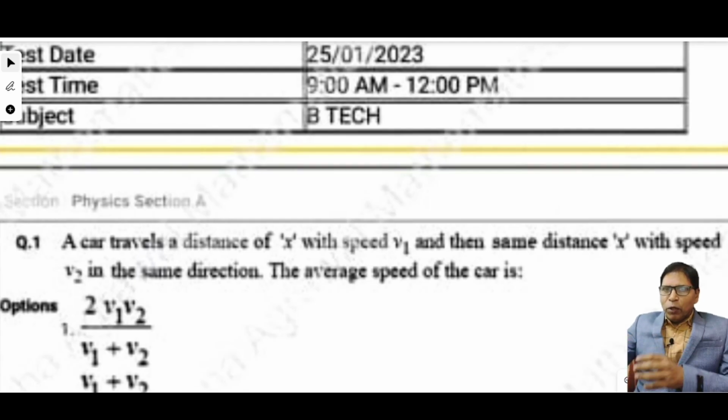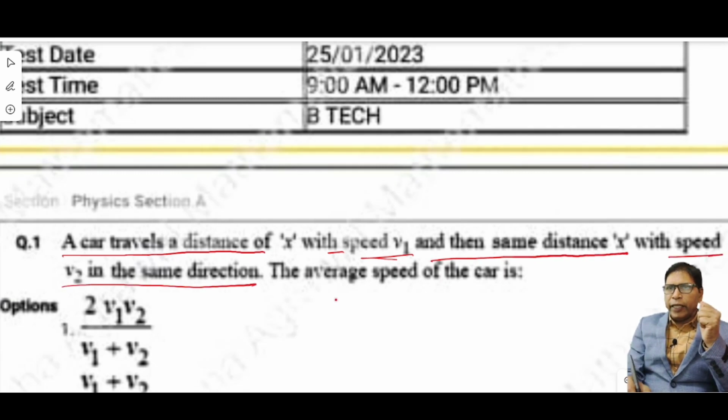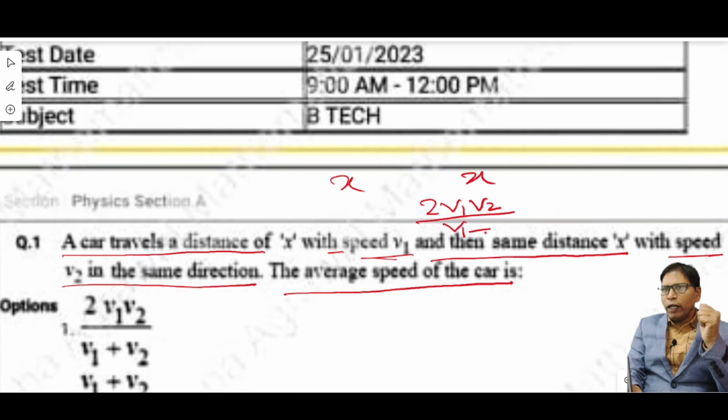First of all, question number one. A car travels a distance of x with a speed v1 and then the same distance x with the speed v2 in the same direction. The average speed of the car is. Look at this: for equal distance, the average speed is 2v1v2 divided by v1 plus v2. Option A is correct.